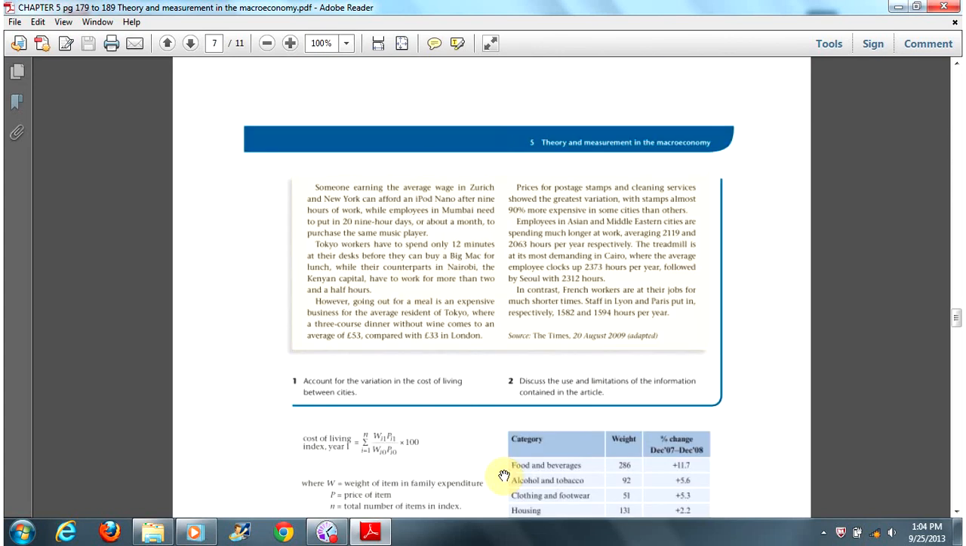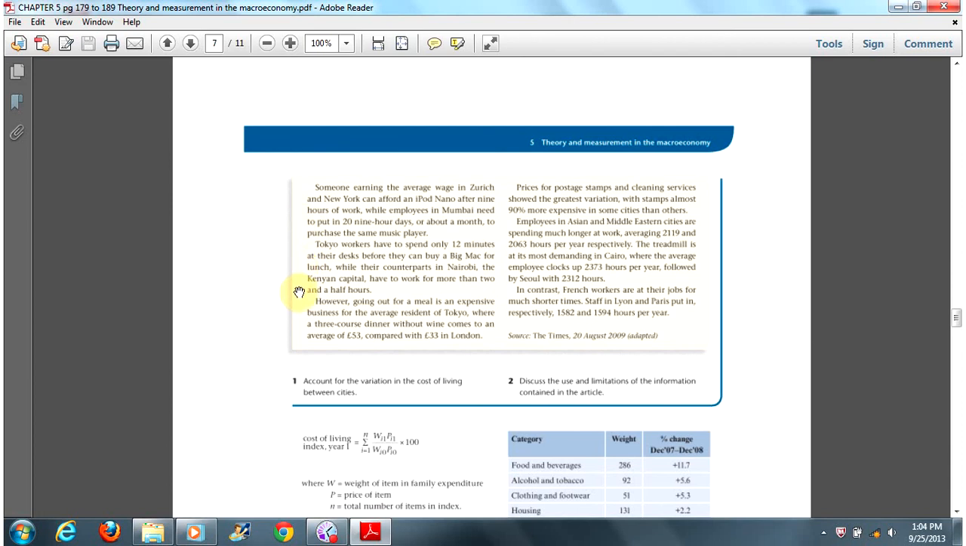Someone earning the average wage in New York can afford an iPod Nano after 9 hours of work, while employees in Mumbai need to put in 29 eight-hour days, or about a month, to purchase the same music player. Tokyo workers have to spend only 12 minutes at their desk before they can buy a Big Mac for lunch, while their counterparts in Nairobi, the Kenyan capital, have to work for more than 2.5 hours.